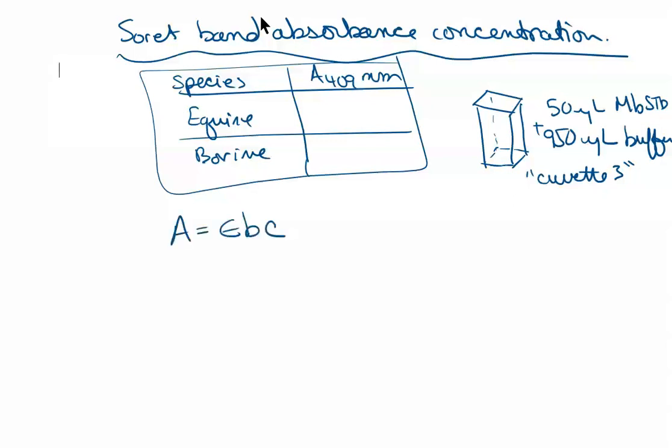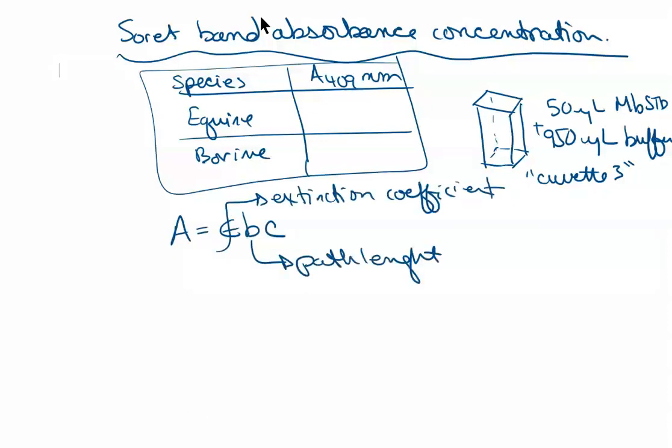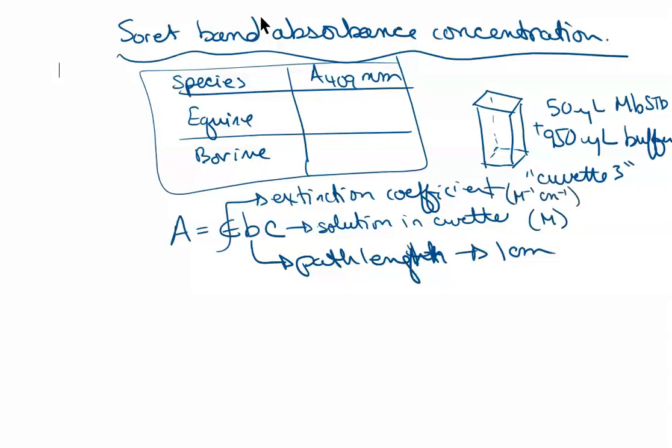Remember Beer's law. So the absorbance is equal to the extinction coefficient times the path length, which is, for the cuvettes we used, 1 centimeter, and the concentration of the solution in the cuvette. In our case, we dealt with molarity, and our extinction coefficient is in units of per molar per centimeter. And when you do the math, all the units cancel out. So that means that absorbance itself is a unitless quantity.